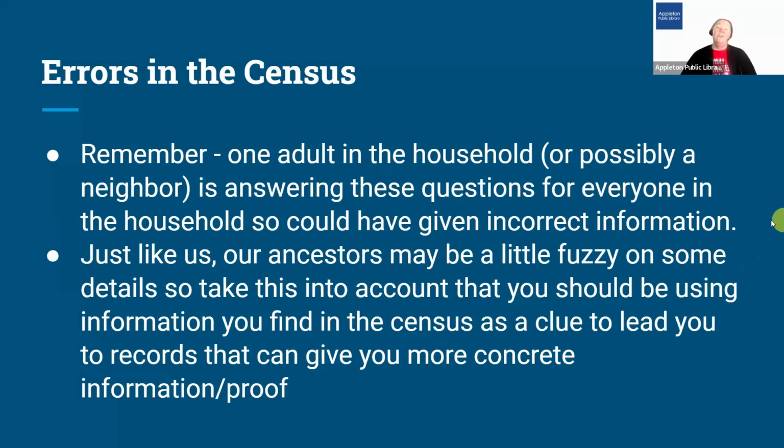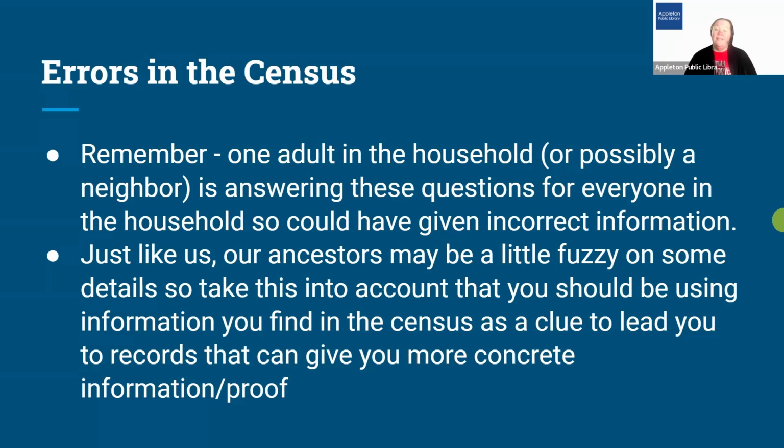So remember, again, only one adult in the household, possibly a neighbor, is answering those questions for everyone. So they could have given incorrect information accidentally. Or just like us, our ancestors might be a little fuzzy on some of the details. So take that into account that things might be just a smidge off. And again, always use the information you find in a census record to lead you to additional records to try to find some more proof to confirm or deny that information.